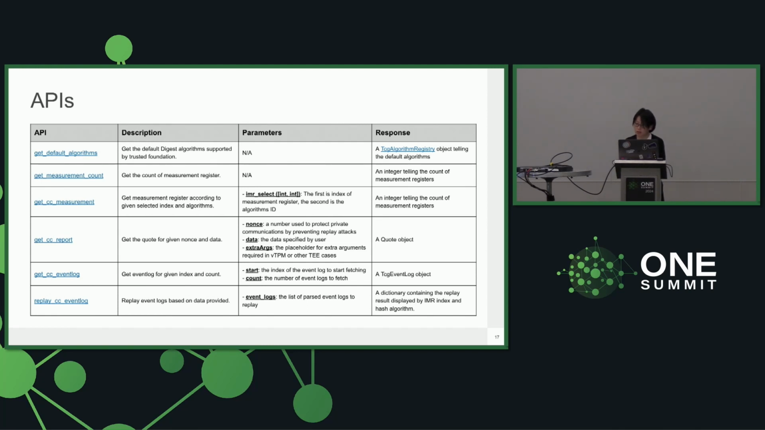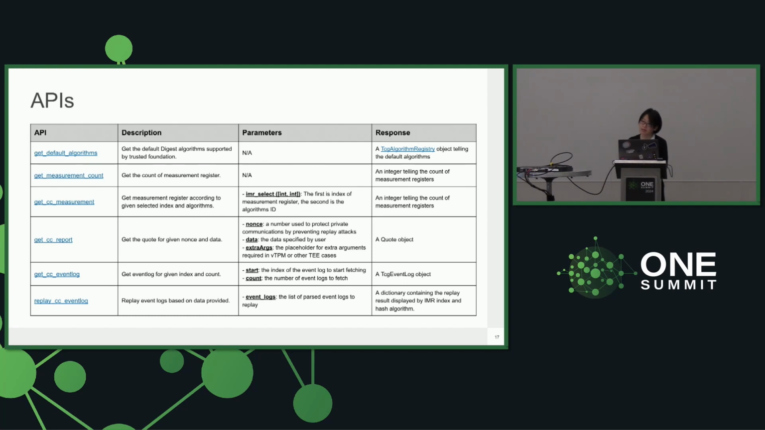And for the APIs, if you want to use them, we have exposed get default algorithms, which will return a TCG algorithm registry object which tells the default algorithms. And we support get measurement count, which returns an integer telling the count of measurement registers. And we support get CC measurement, which gets the measurement register according to the given selected index and algorithms. And we have get CC report, which will get a quote for given nonce and data.